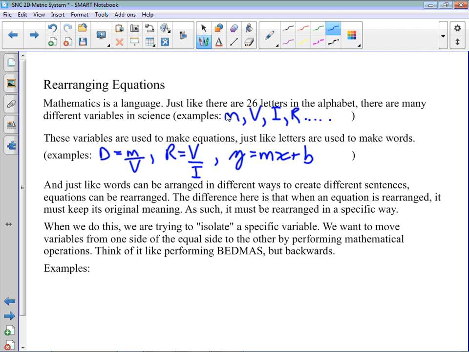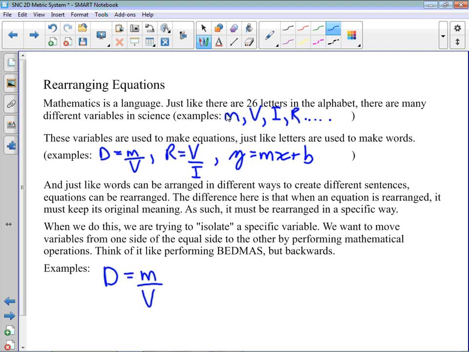If we say D equals M divided by V, that's a definition for density. It comes from what density actually is. We know what density is. It's a mass per unit of volume, and we get an equation from that. Well, what if I want to use that to calculate mass instead, where I know the density and I know the volume? So basically what we're doing is we're trying to isolate the variable M. We're trying to leave it by itself on one side of the equation.